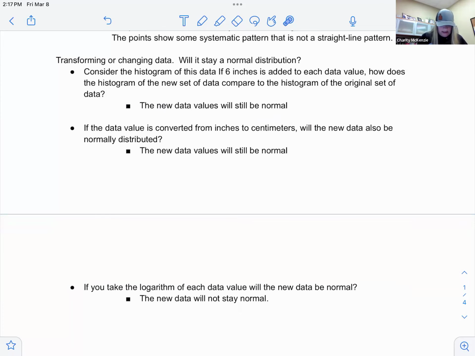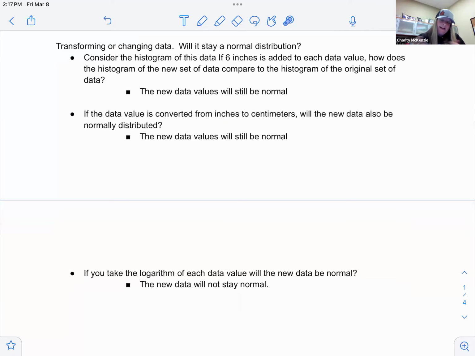What if I take each data point and convert it from inches to centimeters? I don't really care what the conversion is, but will those centimeters now be normal? Well, yeah, they're all staying in the same proportion, so they're staying normal. Of course, your mean, median, mode, and all those are going to change, but it is staying normal.